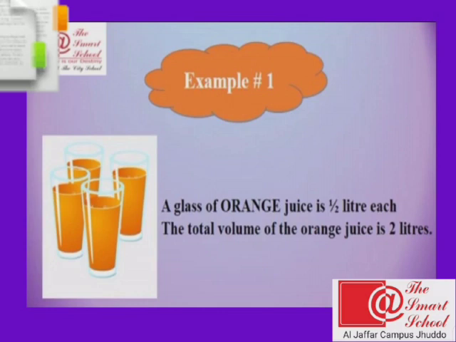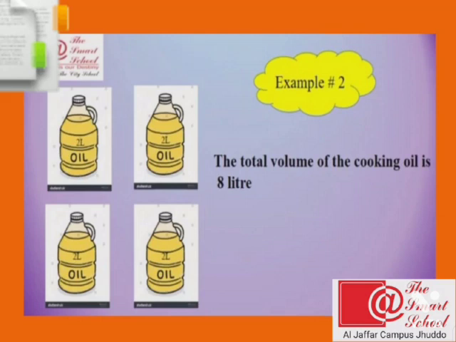There are glasses of orange juice, and each glass holds half a liter. Then the total volume of orange juice is 2 liters, because each glass carries half a liter of juice. There is another example of cooking oil bottles. The total cooking oil is 8 liters, because each bottle carries 2 liters.